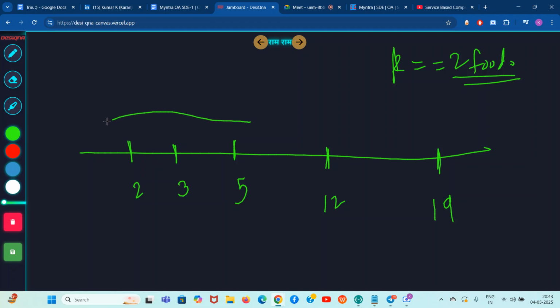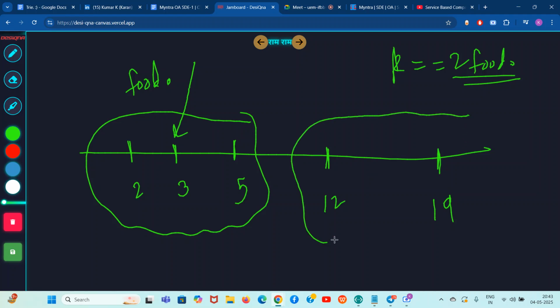See, for this part, they are keeping the food at location number 3. For this part, they are putting the food at location number 3, okay? And for this part, because you have to put two food items, for this part they are putting the food at location number 14. Now the cost will be minimum.